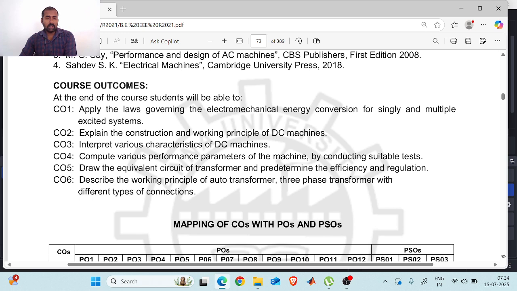And draw the equivalent circuit of the transformer and predetermine the efficiency and regulation, and describe the working principle of auto transformer and three phase transformer with the different types of connections.